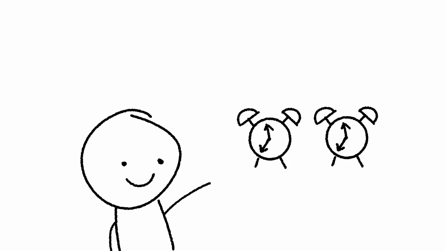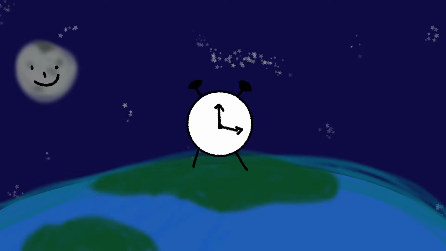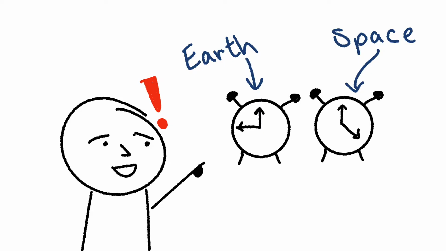Let's take 2 flawless atomic clocks that are perfectly in sync. We take one clock and send it on a high-speed space trip. The other clock remains stationary on Earth. Now the spaceship returns. The clock on board shows that less time has occurred than the one on Earth says. Thus, a moving clock appears to run slowly when observed by a stationary viewer.